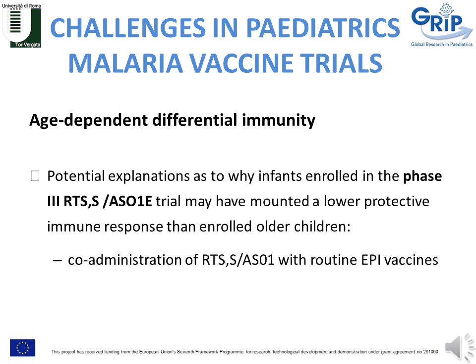It has been shown that, for example, with the RTS,S malaria vaccine, the infants have shown lower efficacy compared to the older children aged 5 to 17 months. This could be explained by maybe the co-administration of the RTS,S with the routine EPI vaccines. So maybe there was interaction between RTS,S and the routine EPI vaccines.